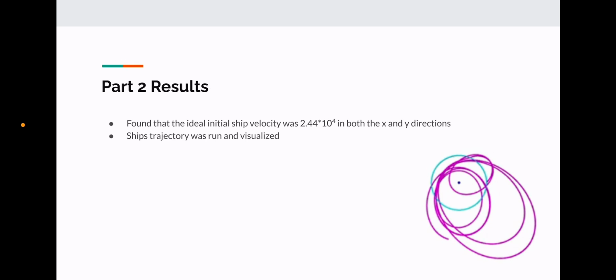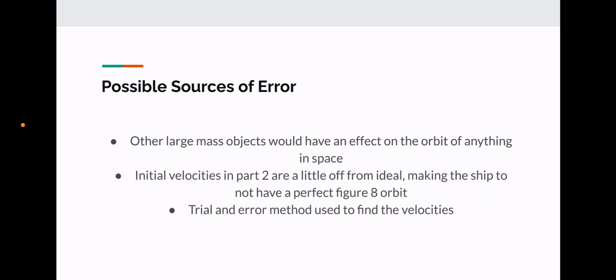Part 2 results. We found that an ideal initial ship velocity was 2.44 times 10 to the 4 in both the x and y direction. So 2.44 times 10 to the 4, comma 2.44 times 10 to the 4, comma 0. The ship's trajectory was run and visualized, and these are the results we received, where the purple is the ship's trajectory.